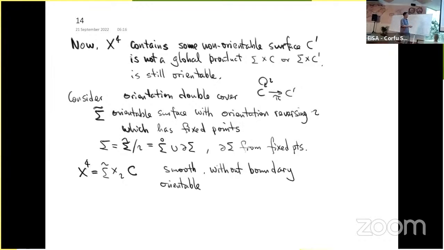Okay, so then using this sigma tilde and C, we construct a 4-manifold, which is a product, but then you take the diagonal action of the Z2. So this is a smooth manifold without boundary, and this is orientable because this reverses orientation of both factors, and so the product preserves the orientation, and therefore the orientation survives on this 4-manifold.